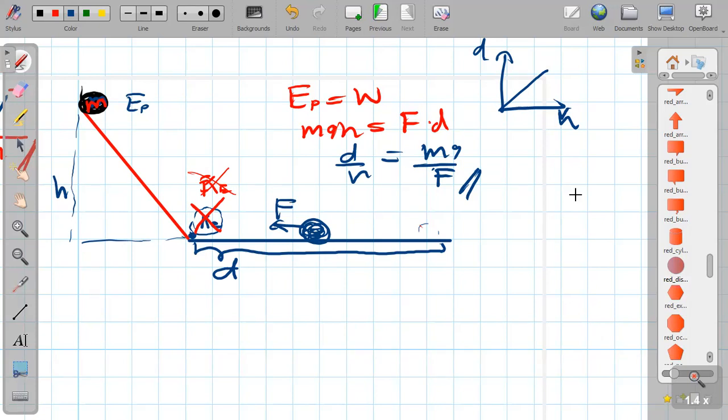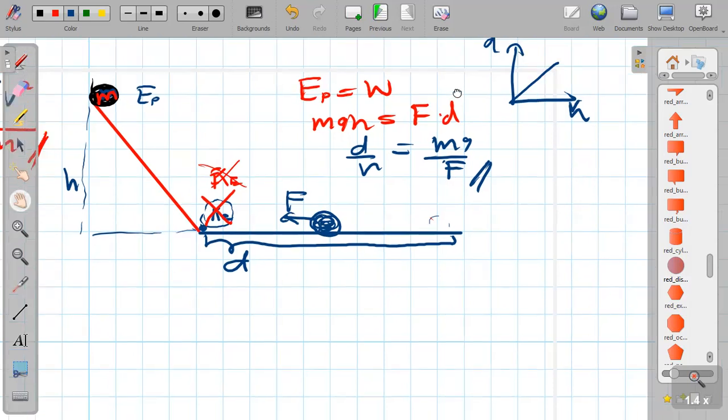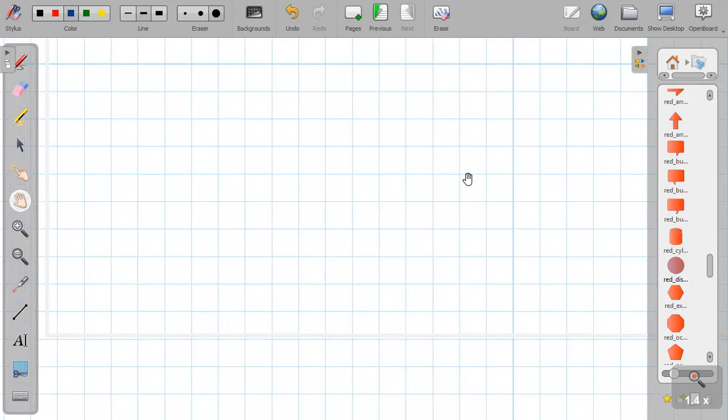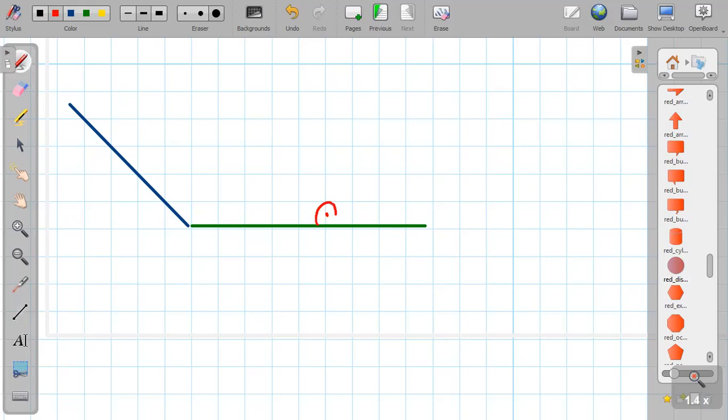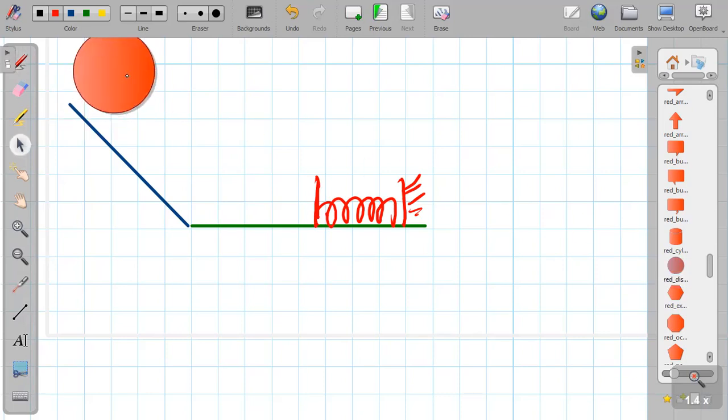Understand? Okay. It can be converted to any type, so this is also a possible thing. I showed you something like a ramp and friction thing. Now how about a frictionless surface? But there is a spring, and a plank here, and your ball is here.